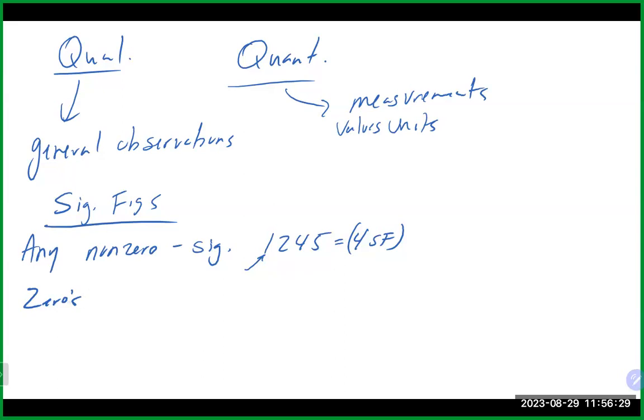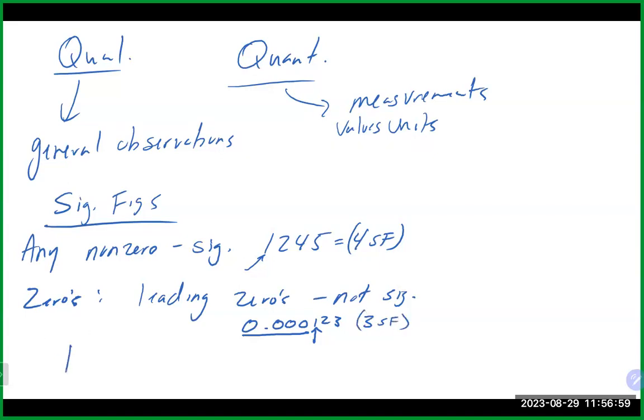In terms of zeros, there are a couple of different types of zeros. There are leading zeros, and these are not significant. So if you have 0.0000123, none of these zeros are significant. We don't start counting until we hit the 1 here. And then we would have 1, 2, 3, which would be 3 significant figures in this case.